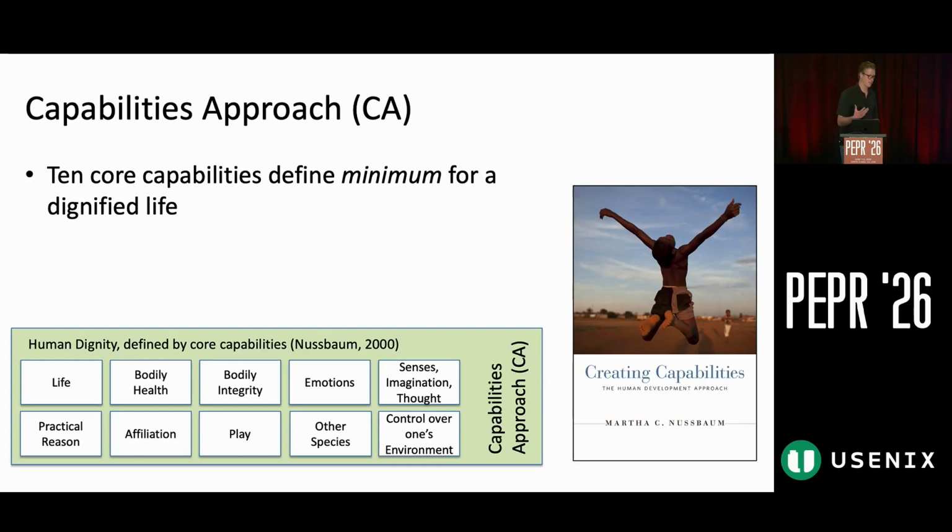To make this tractable, we turn to Martha Nussbaum's work on capabilities. Her work says that when we talk about dignity, what dignity means varies, but there are a couple of core capabilities that need to be fulfilled, at least, to allow for a dignified life. And she identifies 10 of these core capabilities.